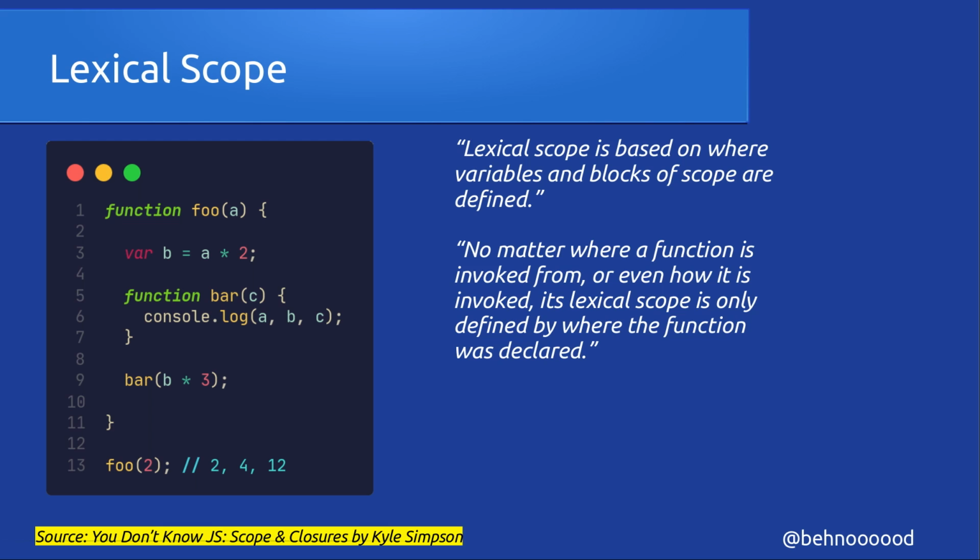Let's consider this example. There are three nested scopes inherent in this example. Scope number 1 is the global scope, in function foo. Scope number 2 is the scope of function foo, and number 3, function bar.